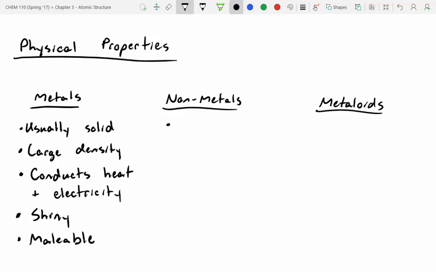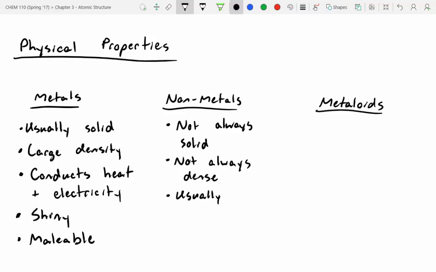So let's go through and make a list for non-metals. We said that non-metals are not always solid. Sometimes they're gases, sometimes they're liquids, sometimes they're like carbon, like graphite pencils. So that's an easy way. They're not always dense. They're usually poor conductors with a handful of exceptions, and they're not usually malleable.